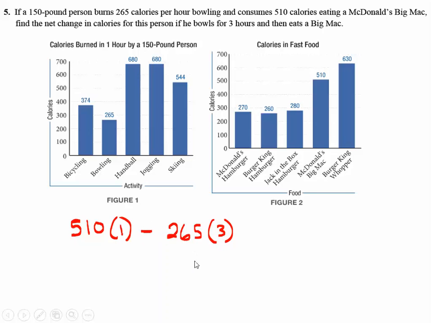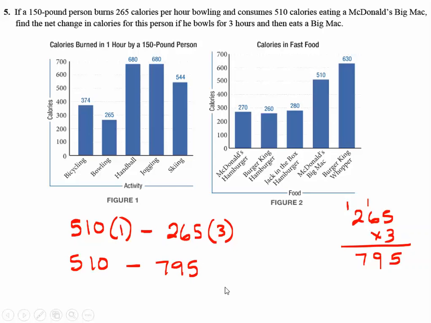Multiplying the 3 and the 265, that's going to be 15, 18, 19, still carry the 1, that's going to be 6 and 7. So now we've got 510 subtract 795. Again, switching it to an addition of a negative number, and doing a little bit of work here should wind up with a negative 285.